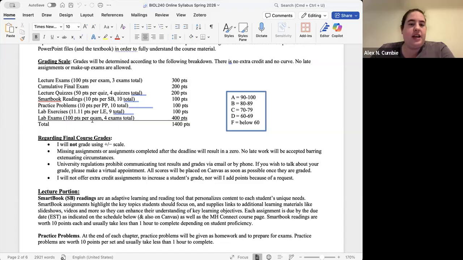So looking at the breakdown, you will have 3 lecture exams and a final exam, which is going to be worth twice as much as a single lecture exam, right? So each lecture exam is 100 points. Final exam is going to be 200 points.